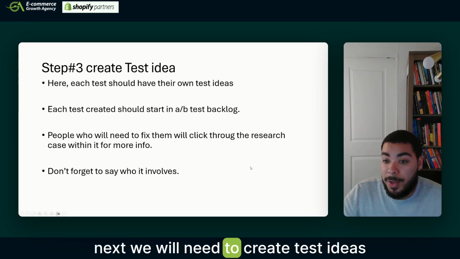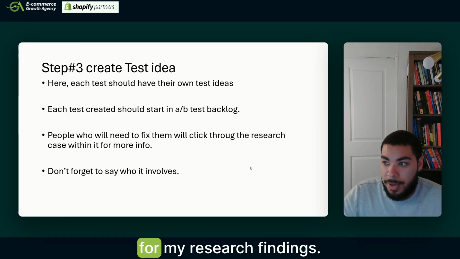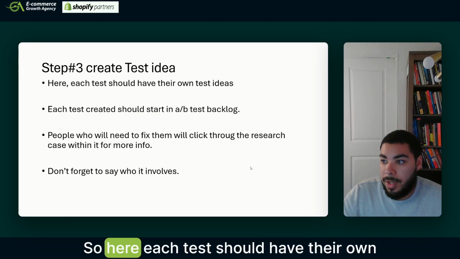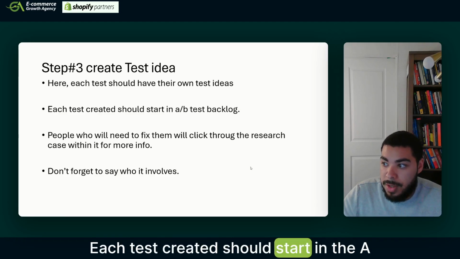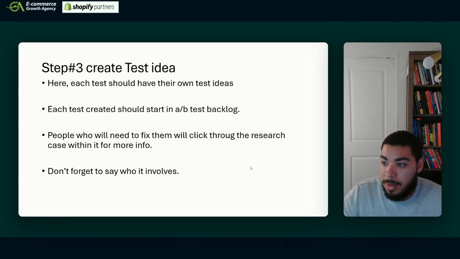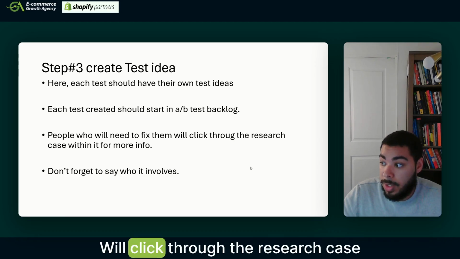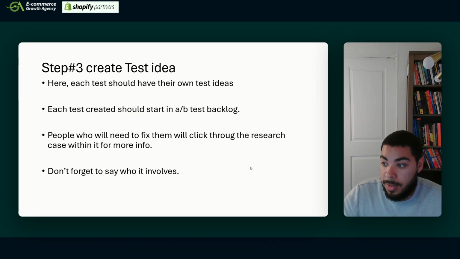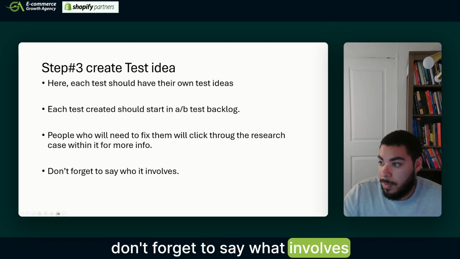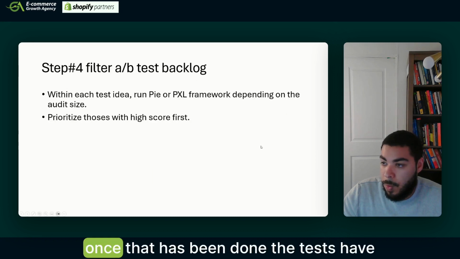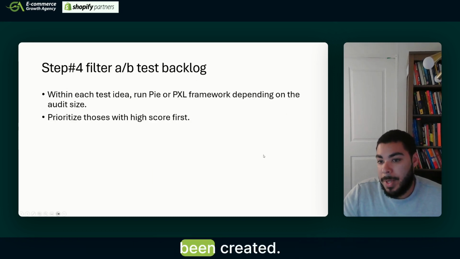Next, we will need to create test ideas for my research findings. So here, each test should have its own test idea. Each test created should start in the A/B test backlog. People who will need to fix them will click through the research case within it for more info. Don't forget to say what it involves.